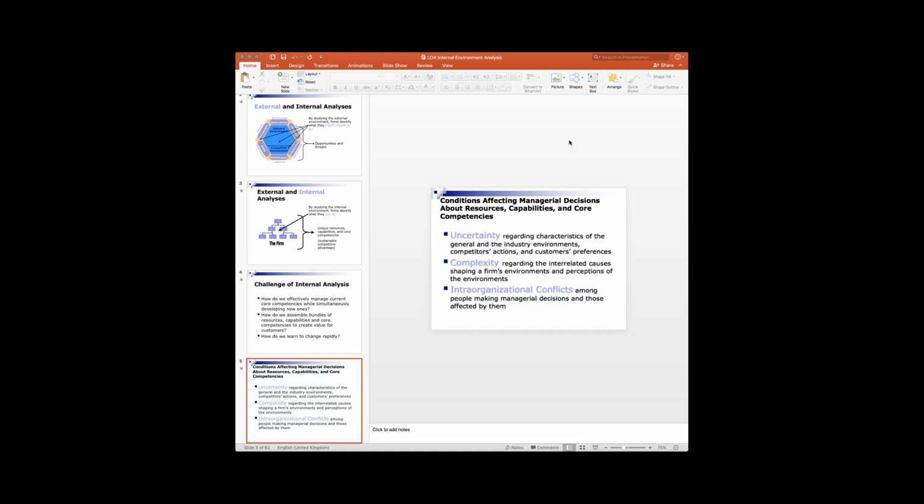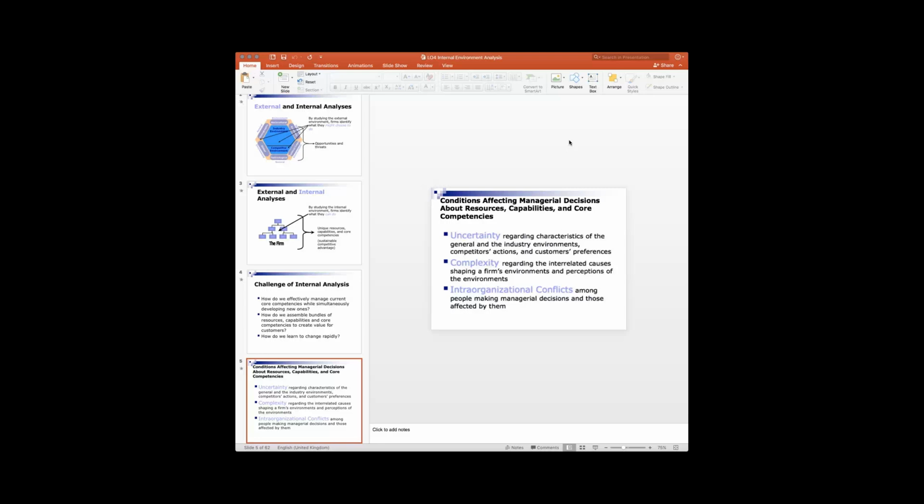So conditions which affect decision making, particularly managerial decision making, come from uncertainty. Uncertainty would be classed as something which comes into play because of competitors' actions. It comes into play because customer preferences change over a period of time, or they might change drastically. So those are factors which create uncertainty.